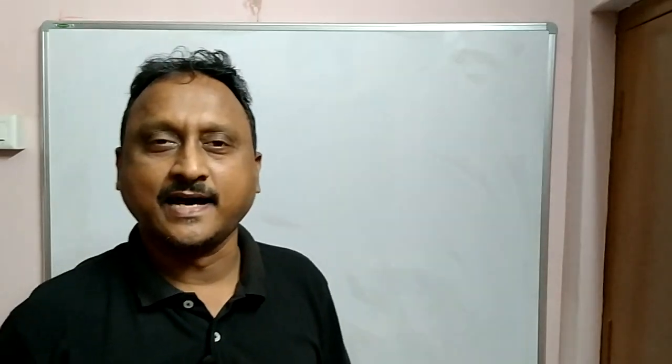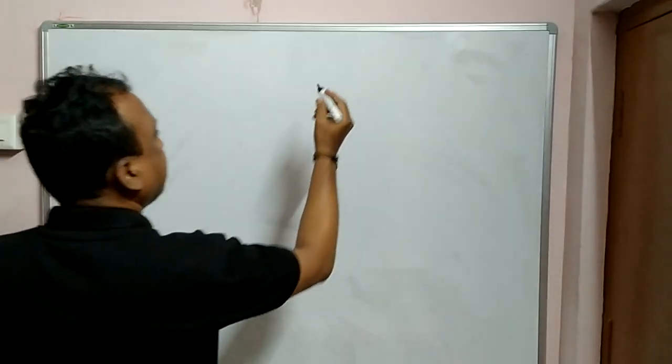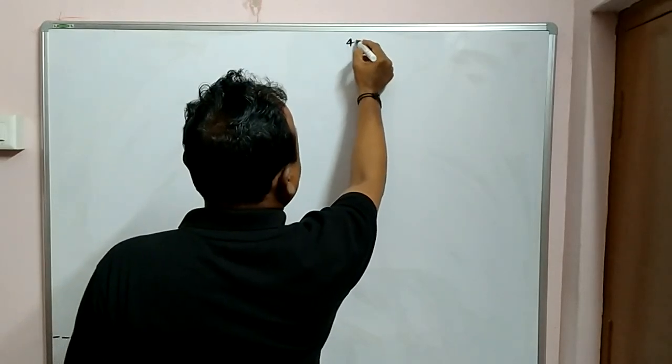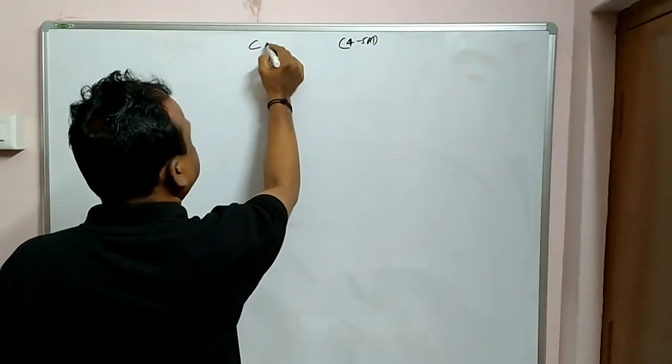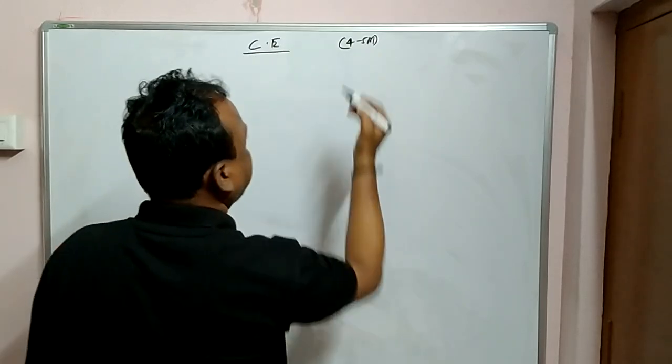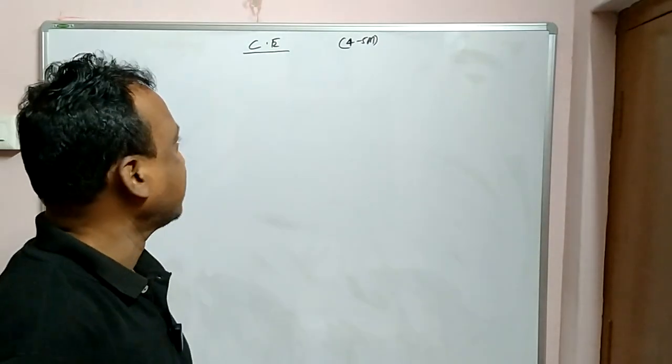Hi friends, today I will be starting a new chapter in second year, that is current electricity. From current electricity you will be getting around 4 to 5 marks in the MSET examination.